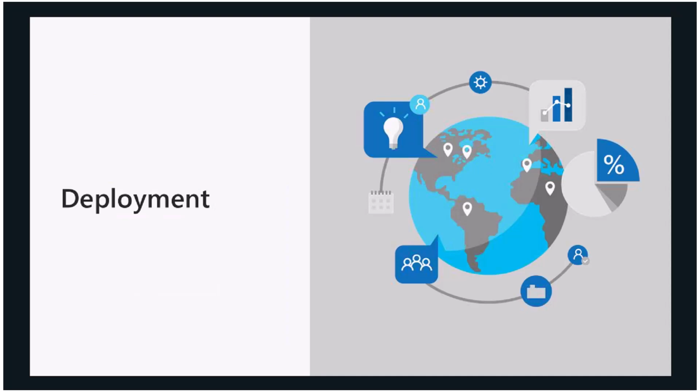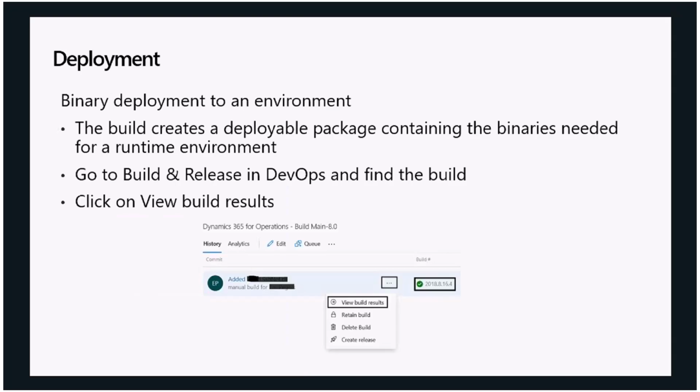Okay, we'll talk a little bit about deployment, which is installing deployable packages to the tier 2 and above environments. The build creates the deployable package, and then in DevOps on the website, you can go to build and release, and I know that they change these names sometimes, but you can find the build. A good thing to look for, the build numbers, this one has that little green arrow or green check mark by it. They're the date with the sequence number, that's the build number.